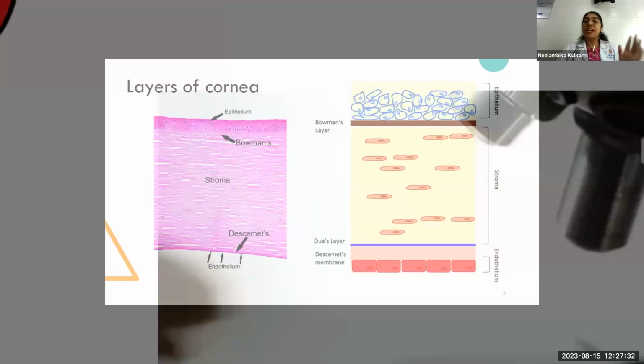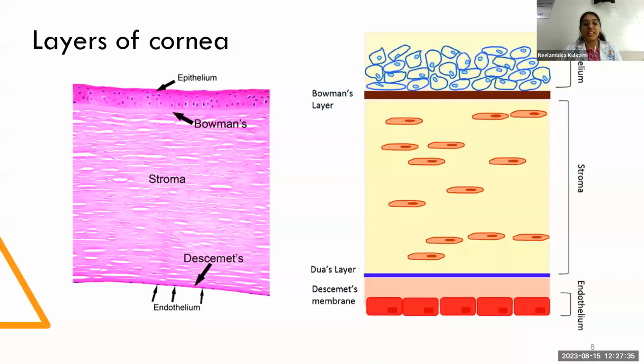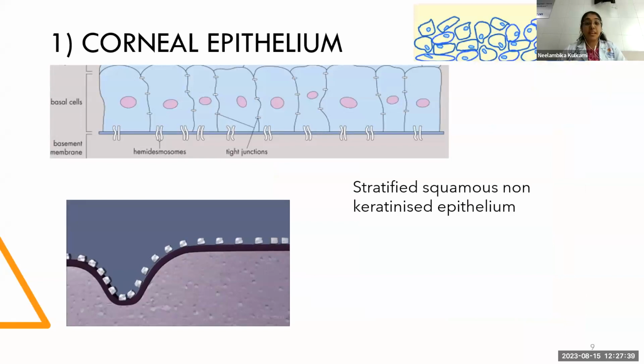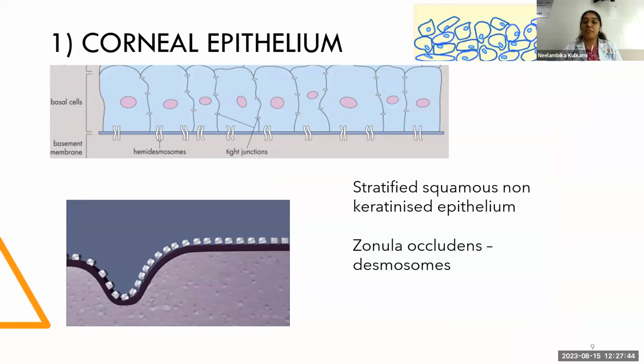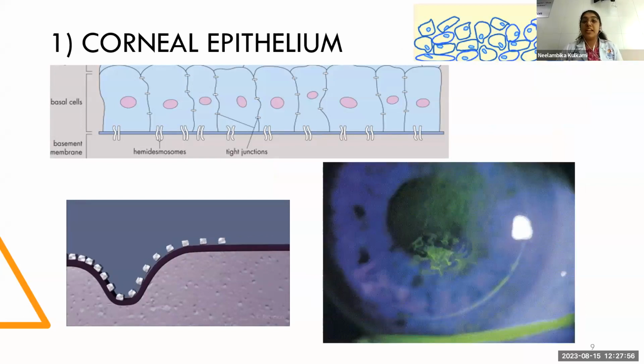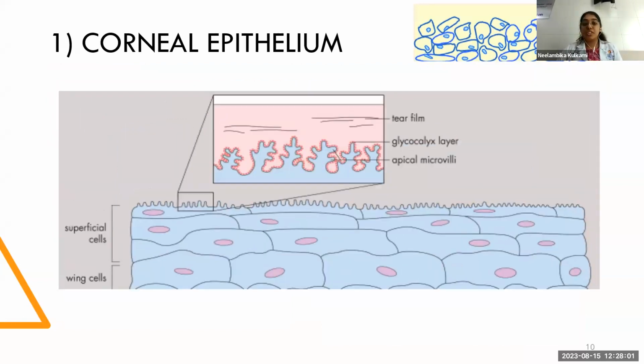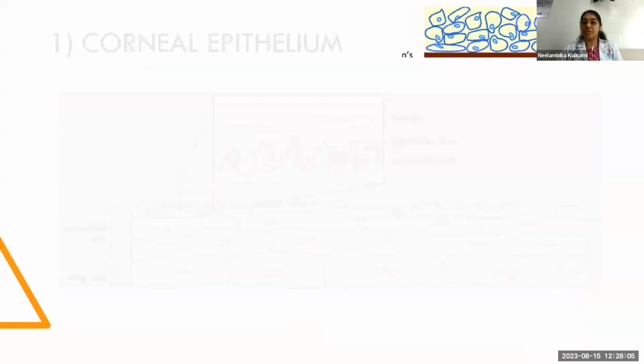What do we see? The different layers of the cornea. We have 6 layers. The first being the corneal epithelium. It is a stratified squamous non-keratinized epithelium. The basal cells are columnar in shape and they are attached to each other with the help of desmosomes. This helps in the barrier function of these cells. There are also hemidesmosomes which attach these cells to the underlying basement membrane. When damaged, they may result in recurrent corneal erosions. Above these cells are the wing cells and the superficial cells with apical microvilli, which help in the stabilization of the tear film.